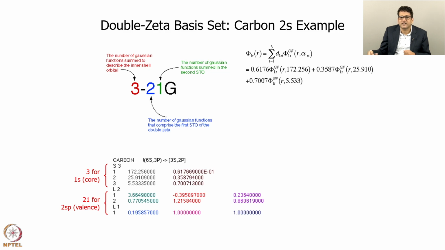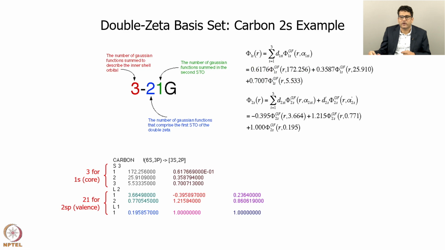So for the first 1s, the 1s of carbon, it is a linear combination of 3 Gaussians, remember. So these are the exponents 1.72, 2.59 and 5.53. You can see the exponents here, and these are the combination coefficients 0.61, 0.35, 0.70 like this.